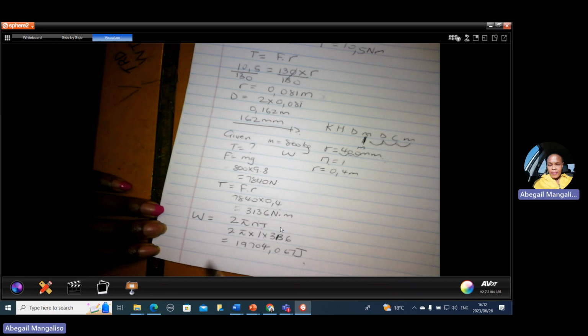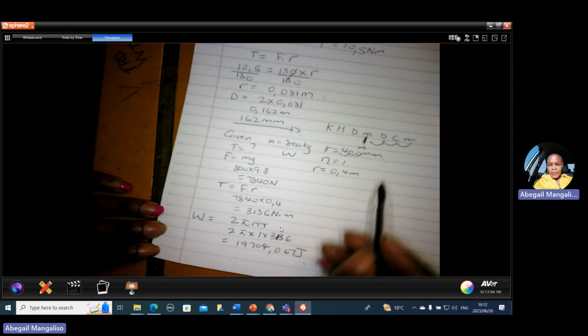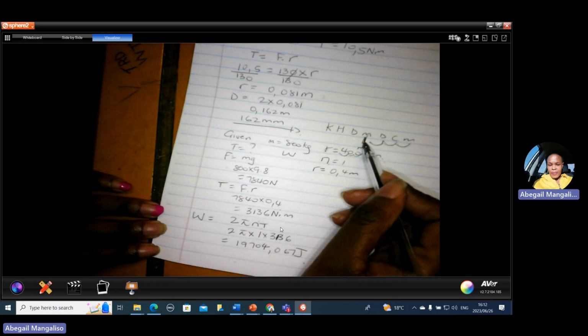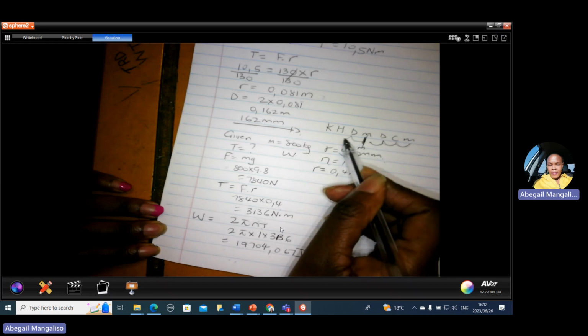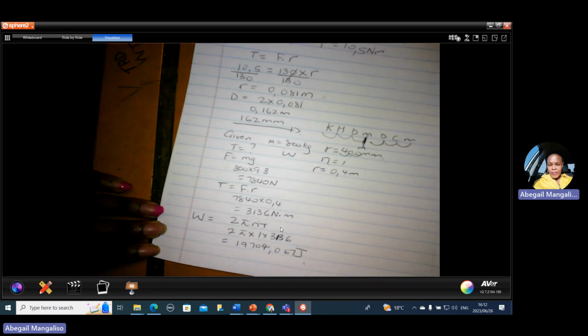Now, a question can be calculate work done in kilojoules. You already have this answer. From a joule, which is the basic SI unit, to a kilo, 1, 2, 3, you move 3 times to the left. So this answer will be 19.704 kilojoules. That's it.